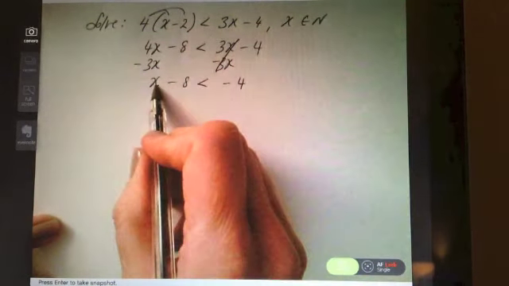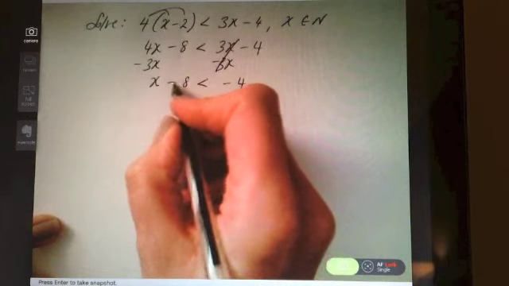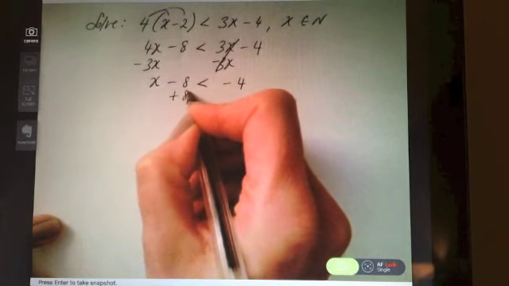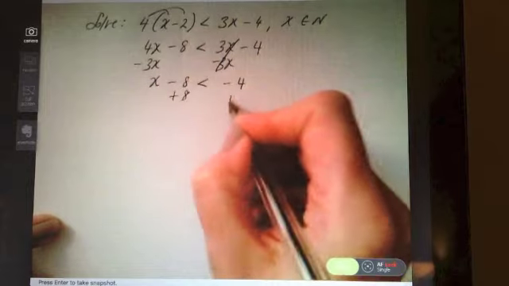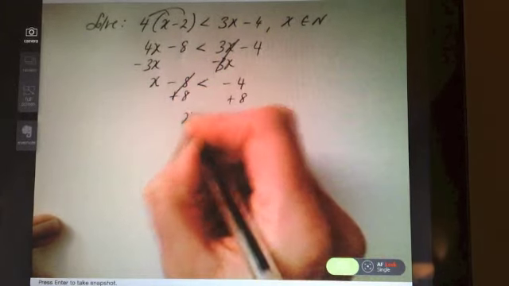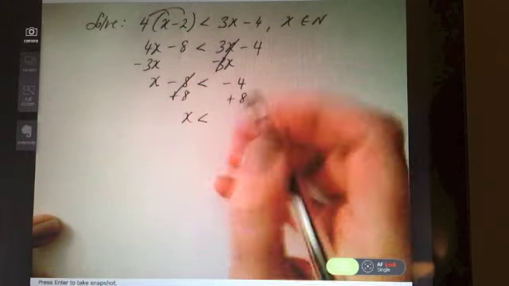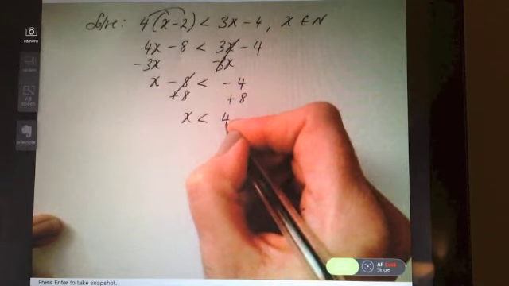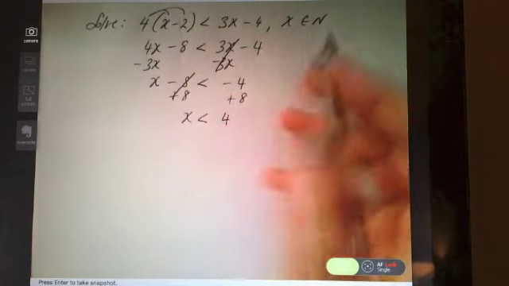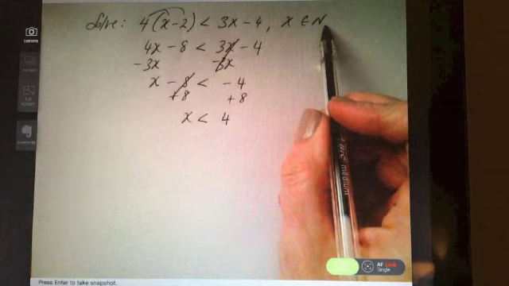And now to get x on its own, I've got to get rid of the minus 8, and the only way to get rid of minus 8 is to add 8. If I add 8 to that side, I've got to add 8 to that side. So I'm left with x is less than minus 4 add 8 is 4. So x is less than 4, and x is an element of the natural numbers.